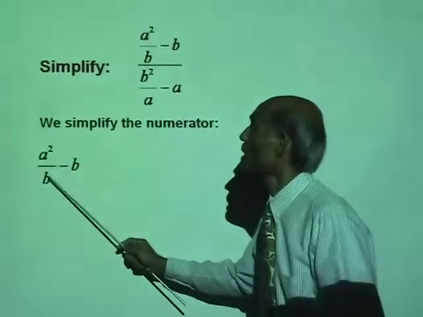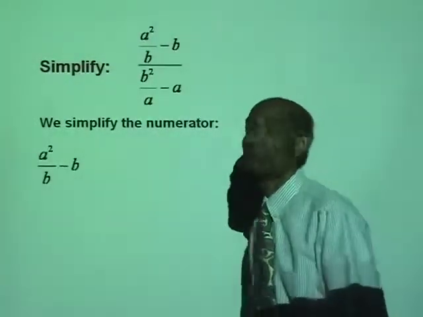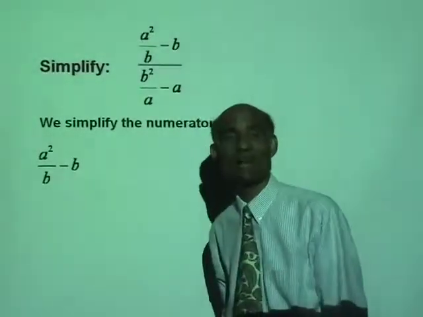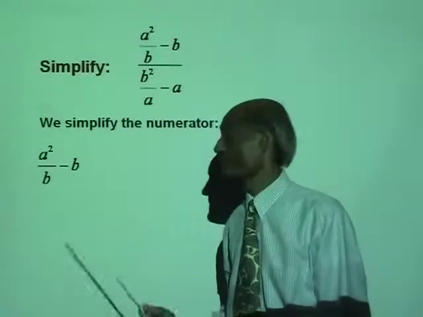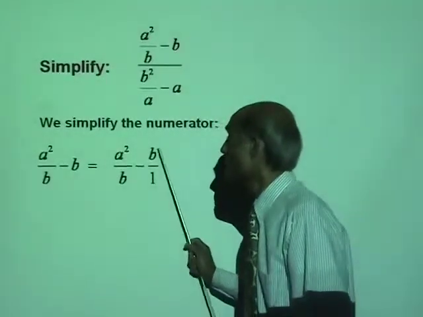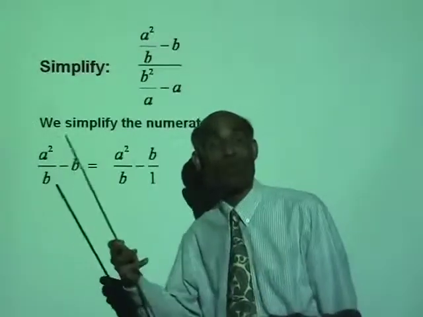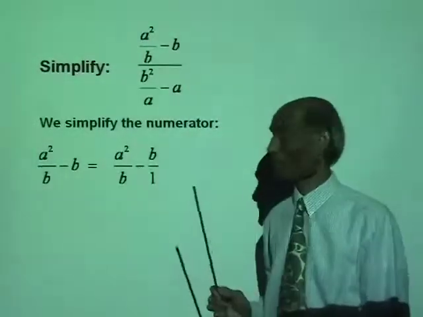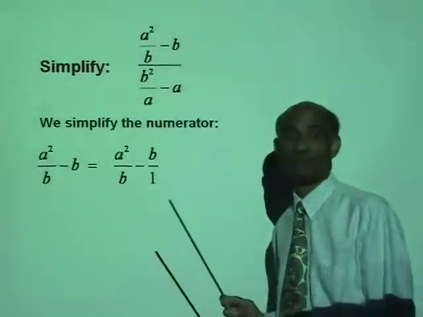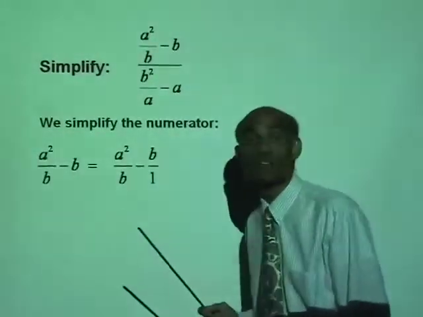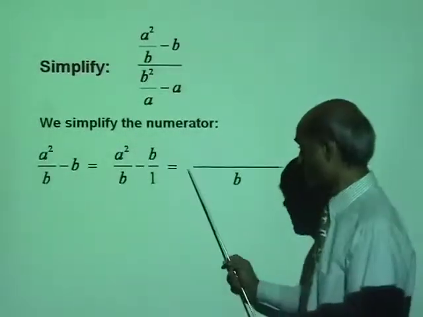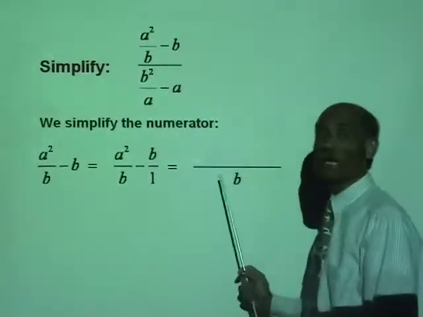a²/b − b. Can you simplify that by taking a common denominator? Well, I'm going to write this as a²/b − b/1. Okay, now what is the common denominator? The common denominator is 1 times b, which is b. Alright, so the common denominator is b.